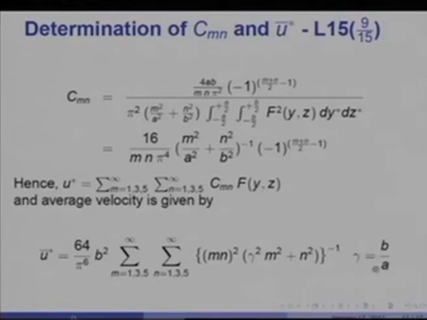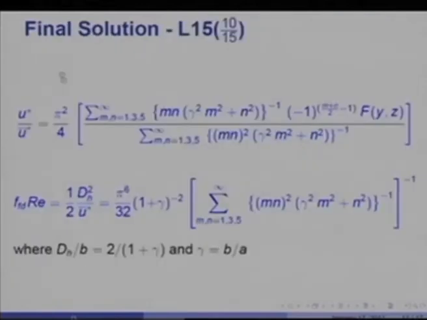Gamma is the aspect ratio of the duct. So, the final solution then is this, where f(y,z), as I said, is the product of cos(mπz/a) and cos(nπy/b), and therefore the friction factor times Reynolds number would be given by 1/2 (d_h)² / u bar equal to that.